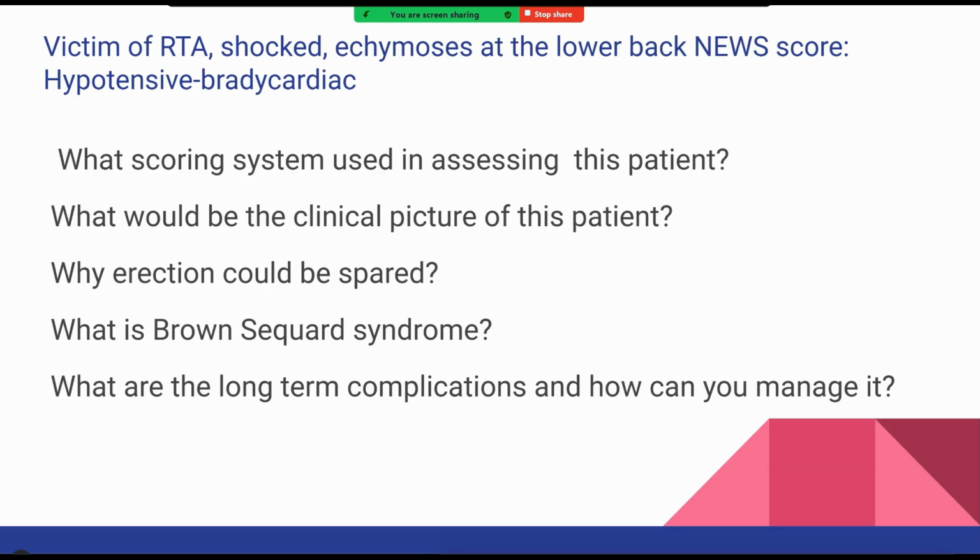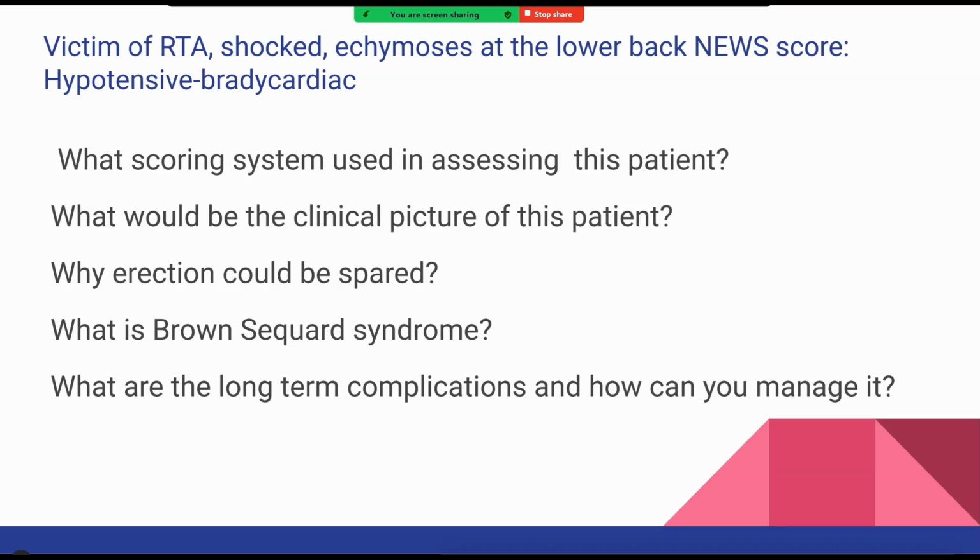So what could be the clinical picture of this patient? Okay, this patient will present with paraplegia, most likely urinary incontinence, most likely fecal incontinence. Also most likely sexual dysfunction and most likely loss of sensation as well of the lower limbs.